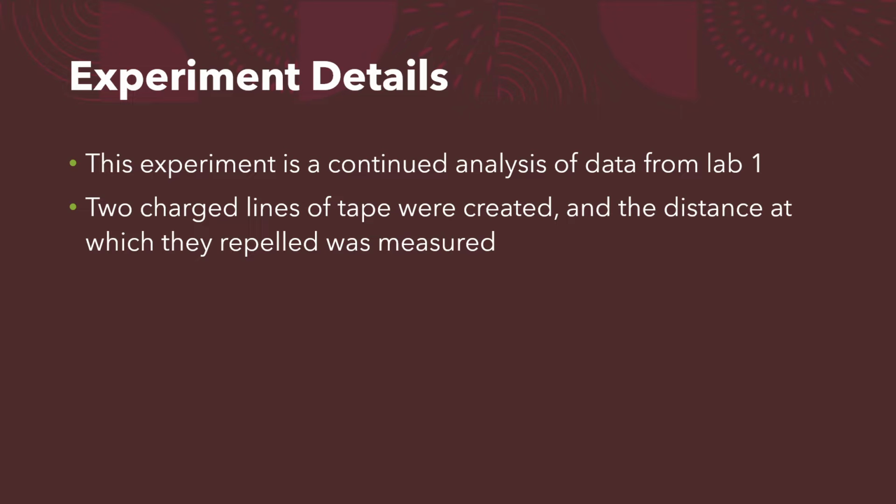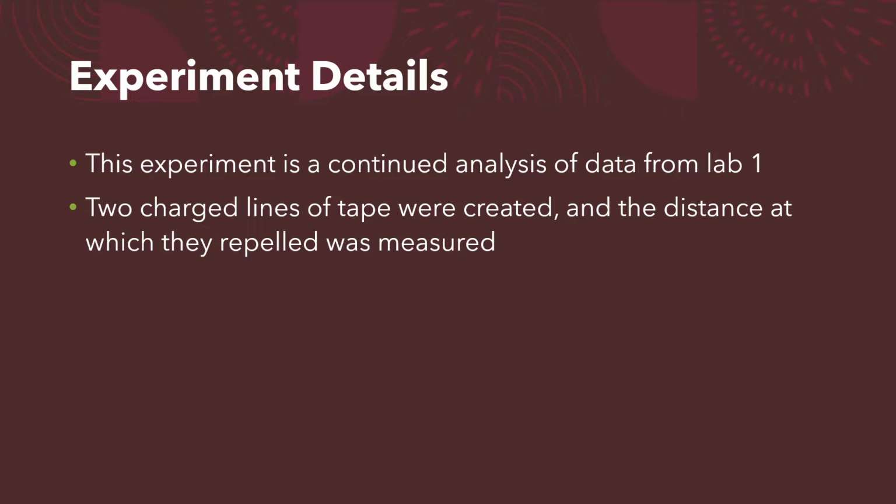For Lab 1, we created 2 charged lines of tape by ripping a piece of tape quickly off a table, which caused an accumulation of electrons onto that tape. So we had a negatively charged piece of tape. These tapes were held at a distance from each other, so that one was suspended over a small chasm, and another was brought up beneath it, so the distance at which the 2 tapes were repelled could be measured.